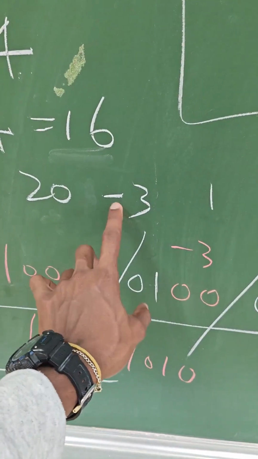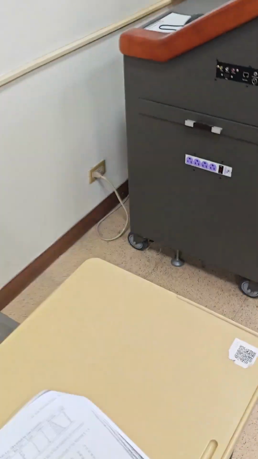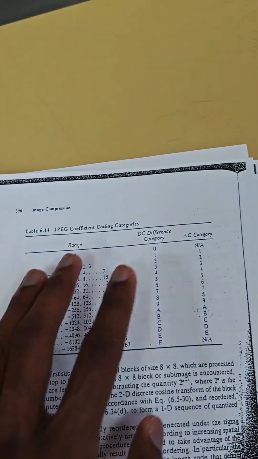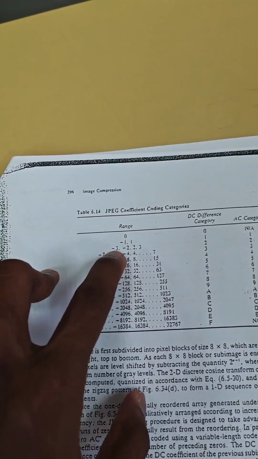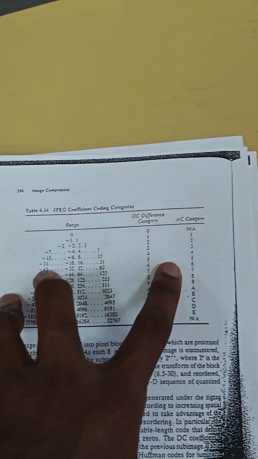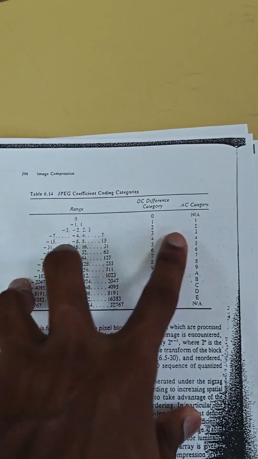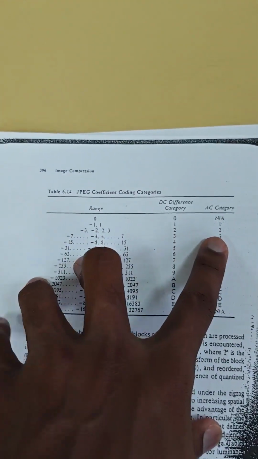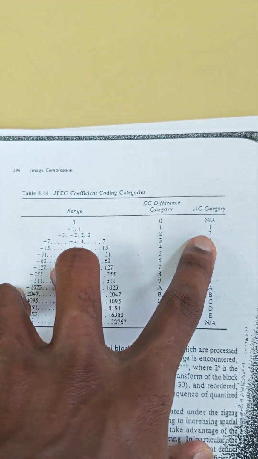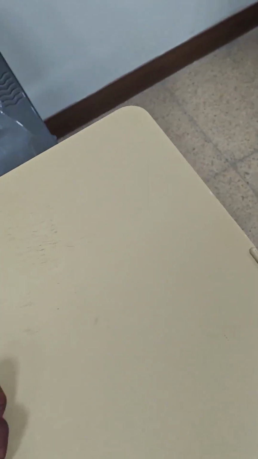Then you move on to -3, and it gets a little funky. For -3, you come back to your range table. However, this time we're looking at the AC column. We only look at the DC for the very first element. So for -3, the range is here, 0, 1, 2. So it's category 2. Then we check the base code for category 2.